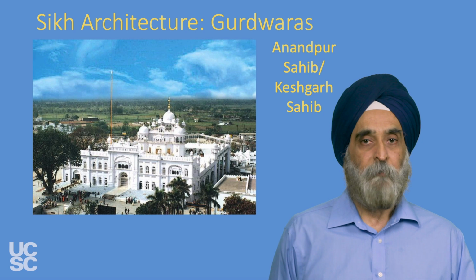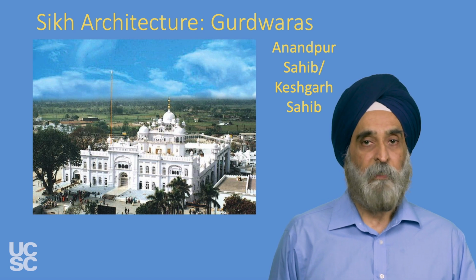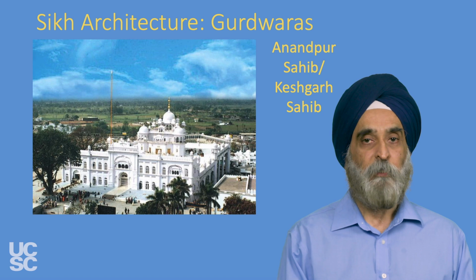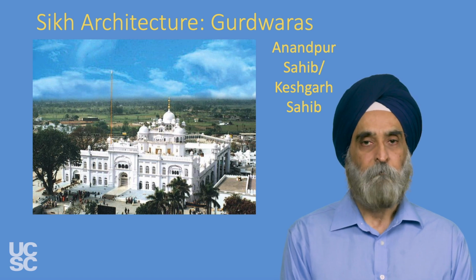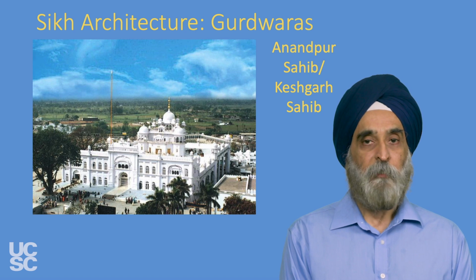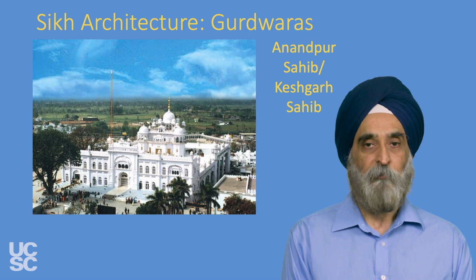So this is what can be called Anandpur Sahib, but Anandpur Sahib also refers to the wider community that surrounds this particular building. So this building more properly is known as Keshgarh Sahib. Sahib, of course, is a term of respect. Anandpur is the town where Guru Gobind Singh lived and founded the Khalsa. And Keshgarh literally means fort of Kesh, and Kesh is hair. So again, a very strong connection with the Khalsa.